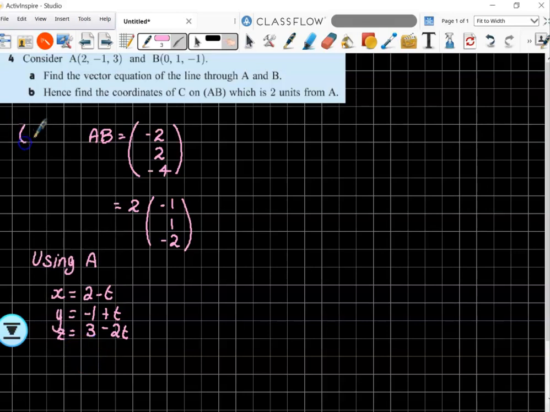Okay, so then we're looking at part B. So what are we going to do with that one? Hence find the coordinate of C on AB, which is 2 units from A. So imagine we've got this. Here's A. Here's B, and then we've got C that's somewhere there, and it's going to be 2 units from A. So what are we going to do?